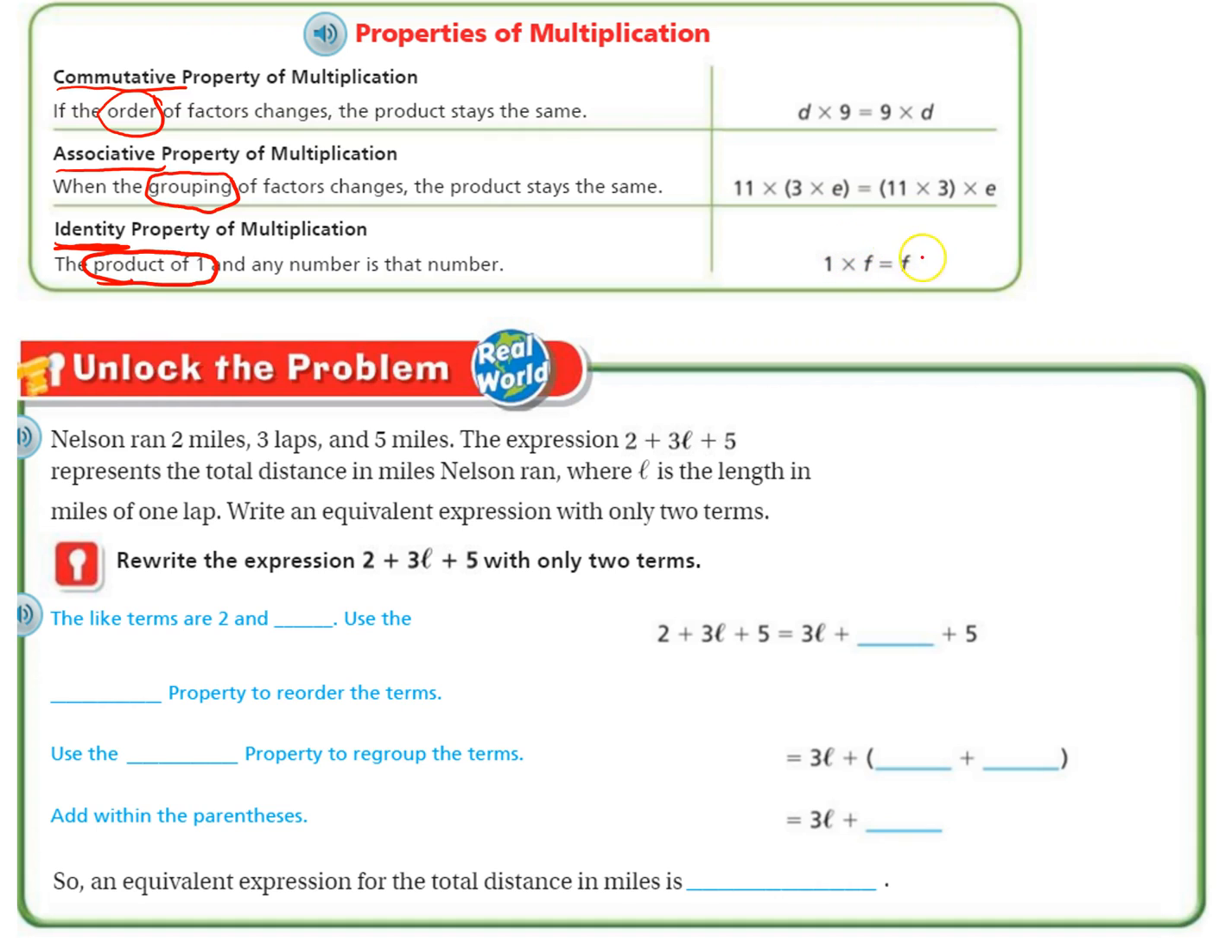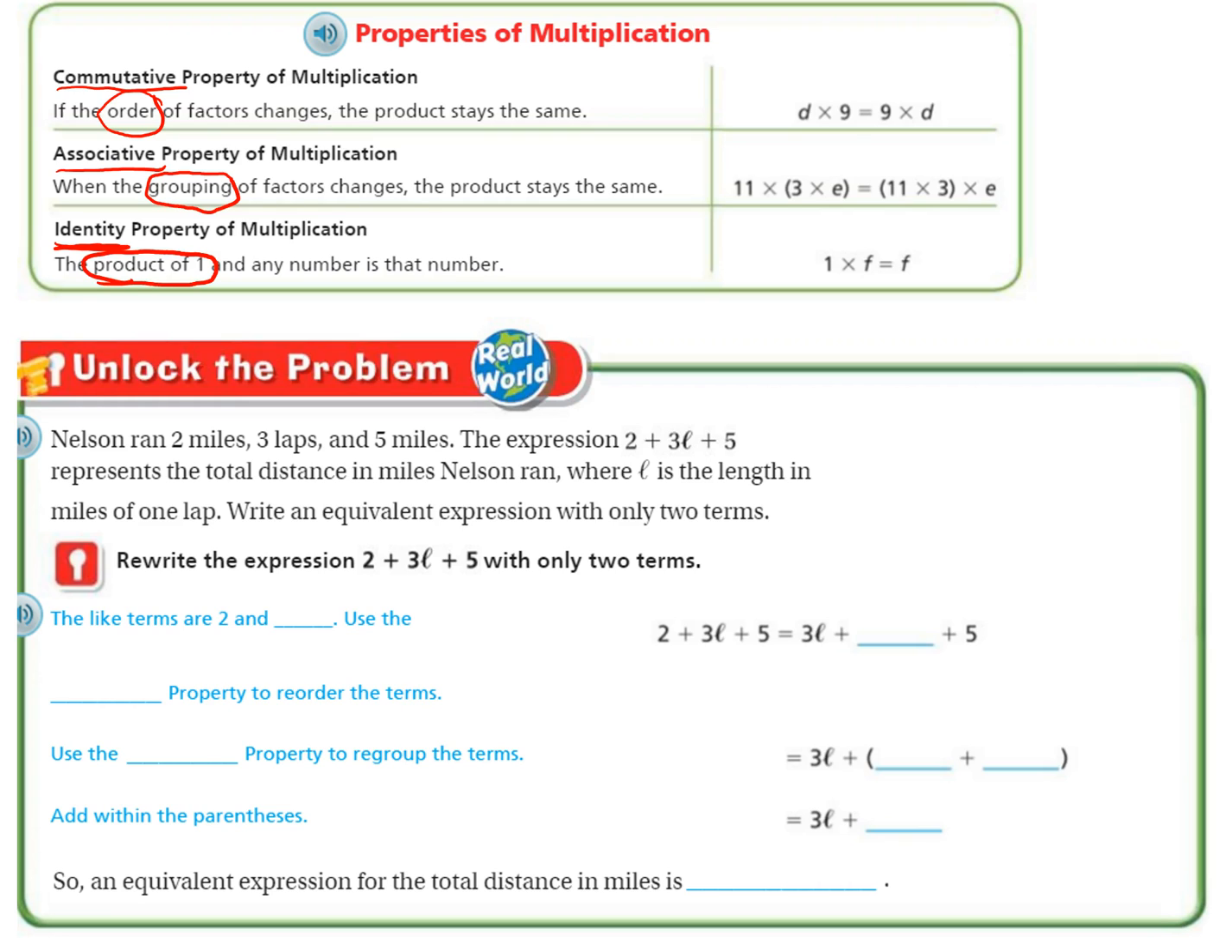So 1 times f is f. 1 times 8 is 8. 1 times 10 is 10. 1 times c is c. But again, the identity property of addition, you have to use 0 plus f to get f. But with multiplication, it's 1 times whatever you have, and you get the number itself.